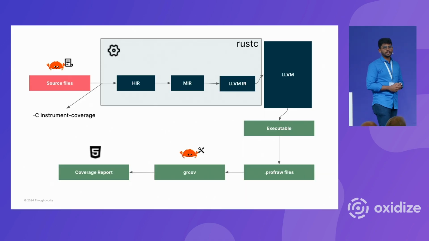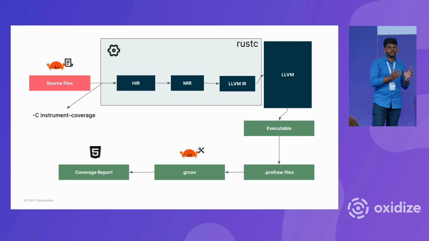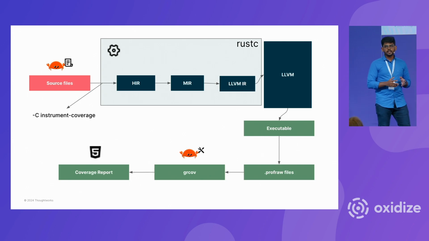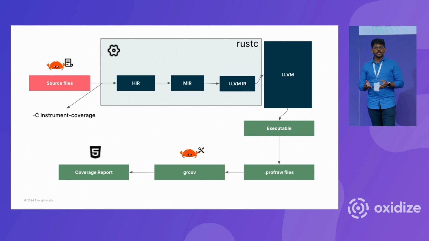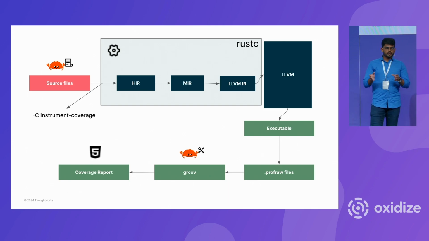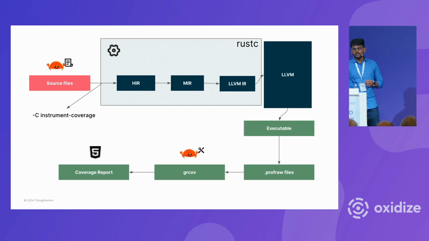And this is how the typical flow looks. You see here that we have the source code at the left, and then you have the compiler, which has these 3 different phases. You have HIR, which is high-level intermediate representation, then MIR, mid-level intermediate representation, and then LLVM IR. Then we give this to LLVM, and we get an executable. Profiles is something that we will see, and then we have grcov, which is again a Rust-based tool. And finally, the report. So we'll go into this flow in detail.